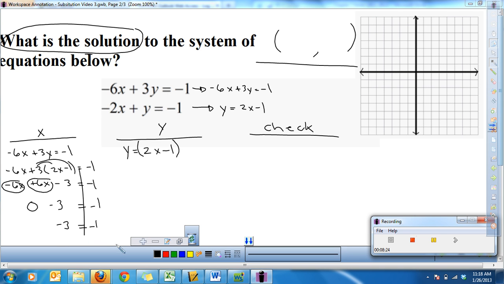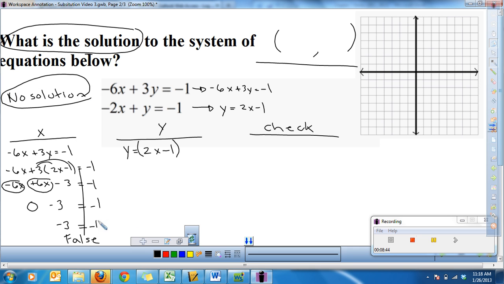Alright, so I'm looking at this and it says -3 equals -1. That is a false statement because -3 does not equal -1. Because this is a false statement, the solution to this system is no solution. And you can assume it's no solution because -3 does not equal -1, but I want us to go through and understand why it's no solution.